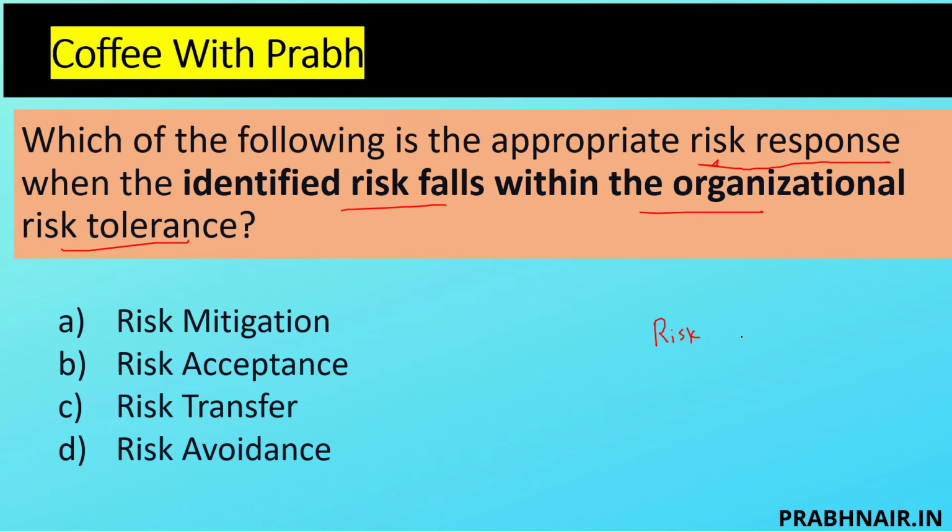So first is called risk capacity. Second is called risk appetite. And third is called risk tolerance. Always remember, risk tolerance is basically your current state of risk.